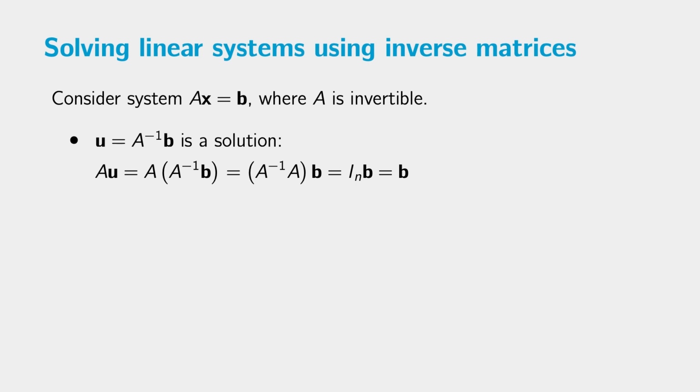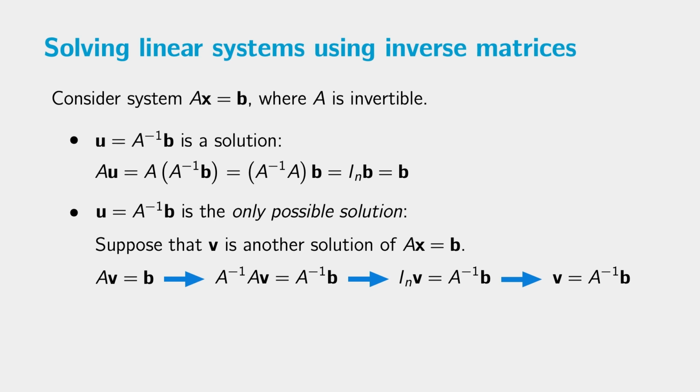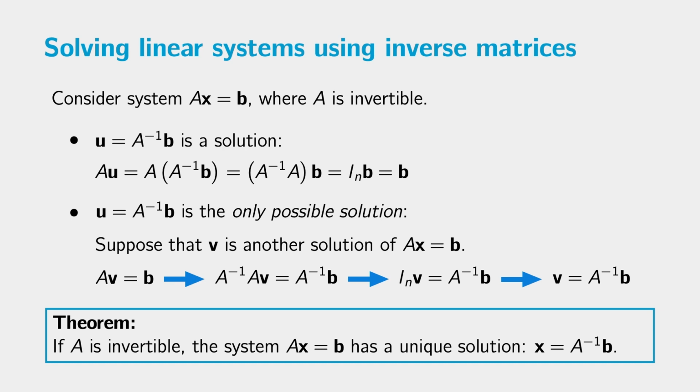Moreover, the vector u equals A inverse b is in fact the only solution of this system. If v is some other solution, then A times v equals b. Left multiplication by A inverse shows that A inverse A v equals A inverse b. But this simplifies to I v equals A inverse b, and hence v equals A inverse b, which is just our vector u. So apparently this is the only possible solution of this system. So if A is invertible, any system Ax equals b has one unique solution.